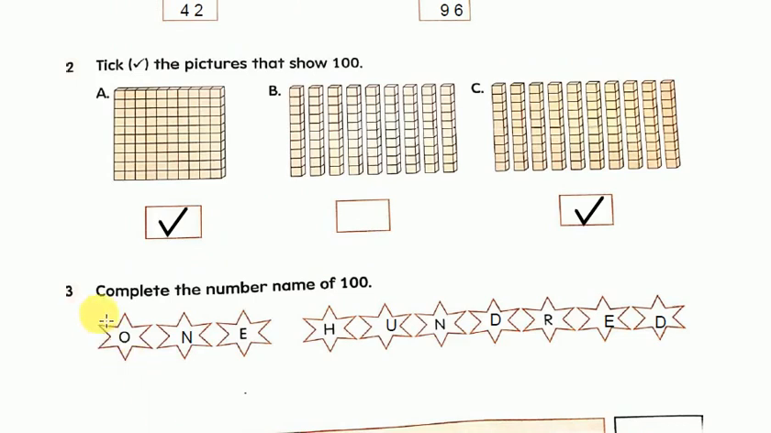Now question 3. Complete the number name of 100. You have to learn the spelling of 100. O-N-E, one. H-U-N-D-R-E-D, hundred.